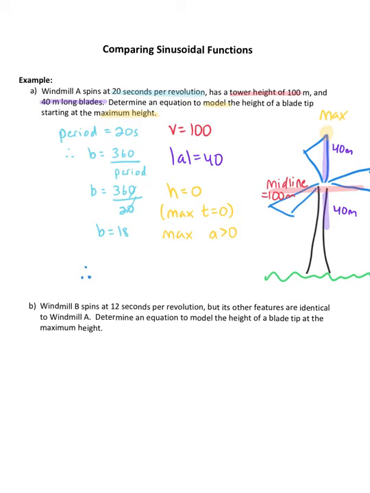So we're modeling height, so we'll use h instead of y. The height is equal to the a value of 40, which we said is positive. We chose a cosine function. The b value is 18, and the height is based on the time, so 18t. We know the h value is 0, so we don't have to write that in. And then the v value is 100. And again, I used the variables h and t because they're more representative of the application problem that is happening here.